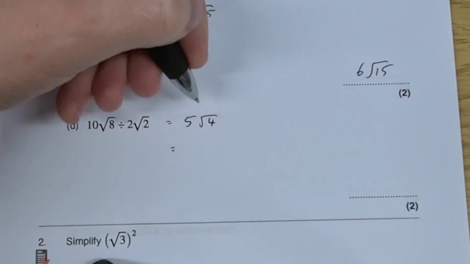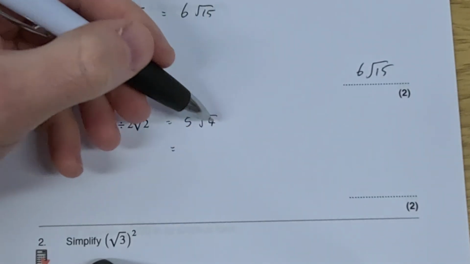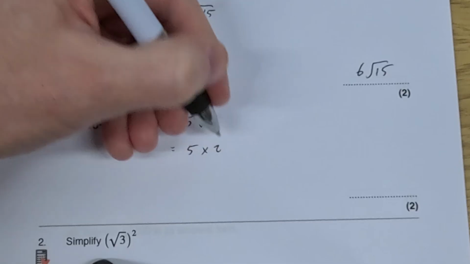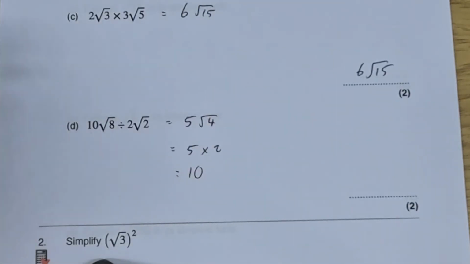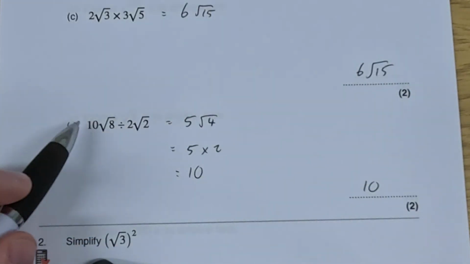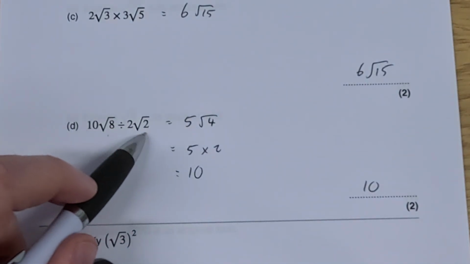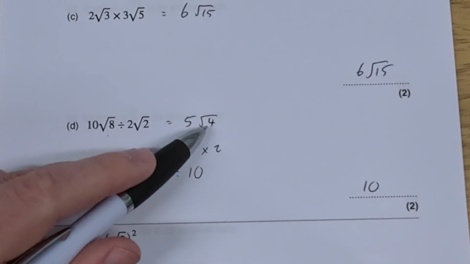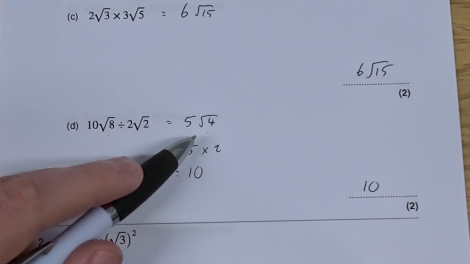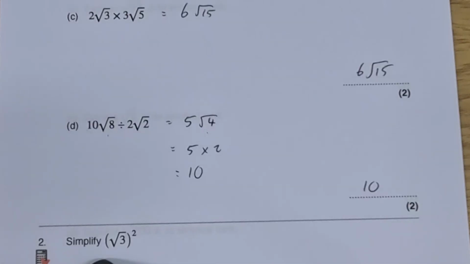Now the square root of 4 is 2, so instead of 5 times root 4, it's going to be 5 times 2. And 5 times 2 is equal to 10, so the answer would be 10. And let's just recap that. 10 divided by 2 is equal to 5. Root 8 divided by root 2 is equal to root 4. The square root of 4 is 2, so we've got 5 lots of 2, and 5 lots of 2 is equal to 10. So the answer would be 10.